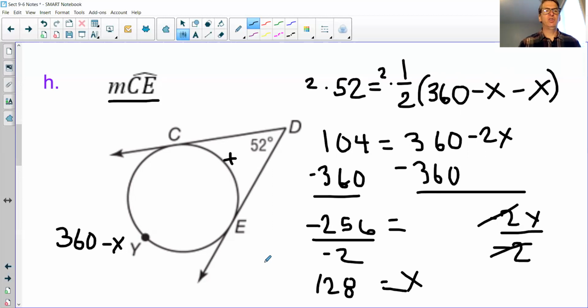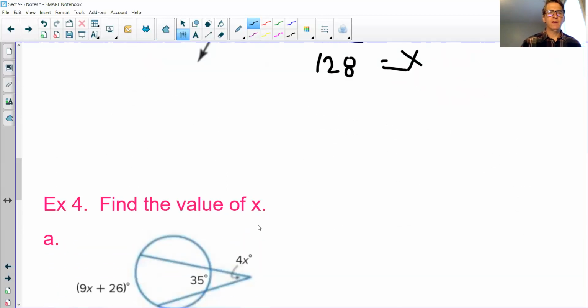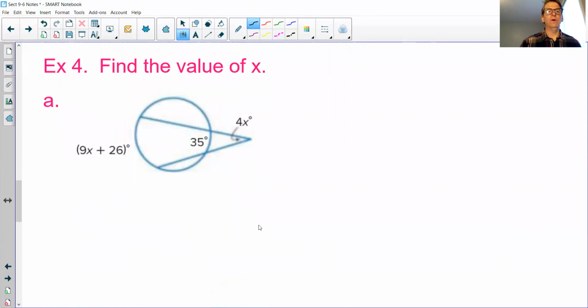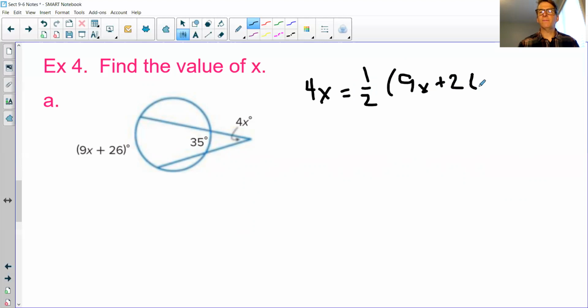Okay, last two today for this section 9-6. Ooh, here we go. So we have 4x as the measure of the angle. We have 35 as the arc, and we have this arc out here at 9x plus 26. Okay, so let's go ahead and set this up. So we have the 4x. Then we're going to say, well, that's equal to 1/2 times the difference of 9x plus 26, and then we're going to subtract 35.